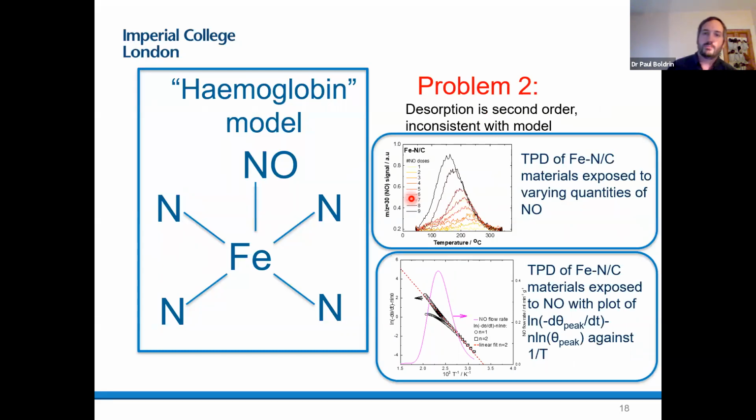The second problem was that, from looking at the shape of the peaks, so this is the iron, nitrogen, carbon exposed to different amounts of nitric oxide, and from the way this peak grows as you introduce more and more nitric oxide, we could see that the desorption is second order, which is inconsistent with this hemoglobin model, because this would just be a first order desorption.